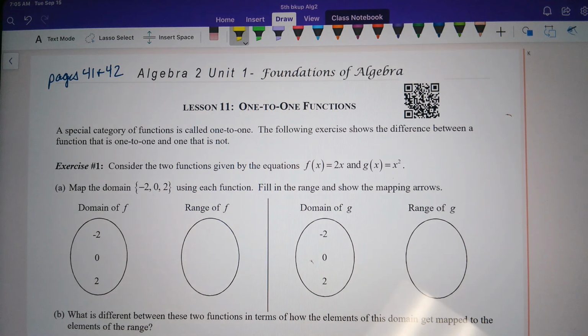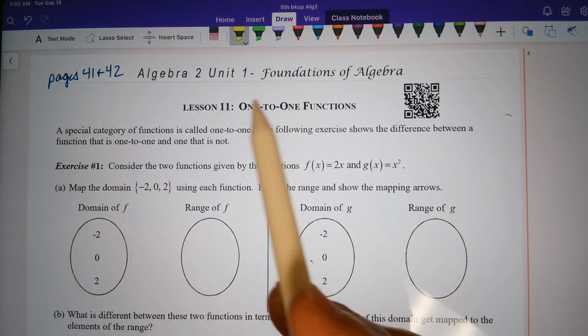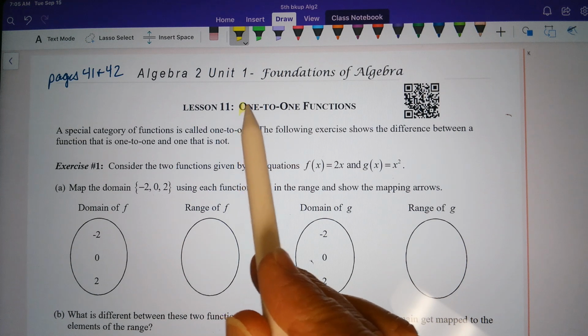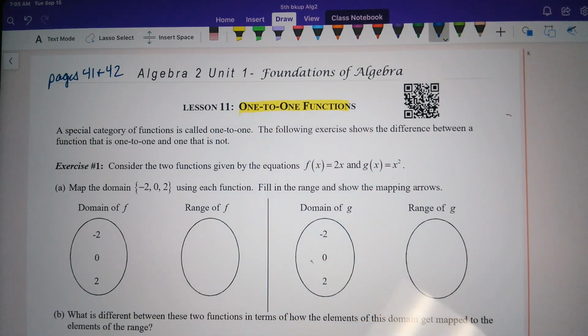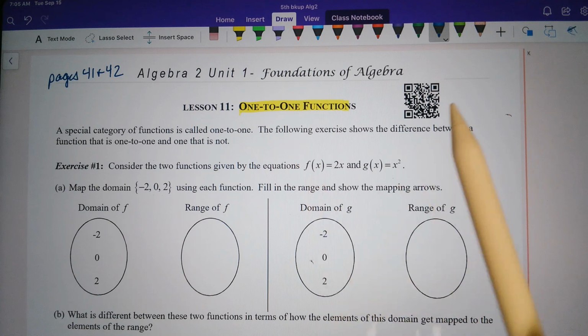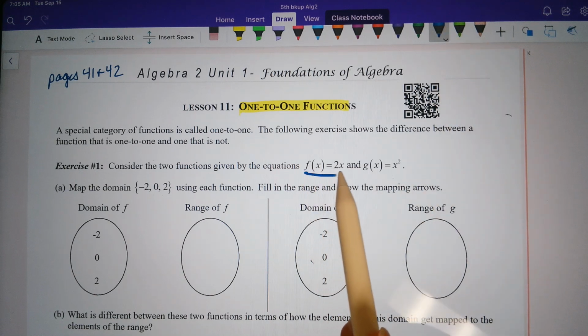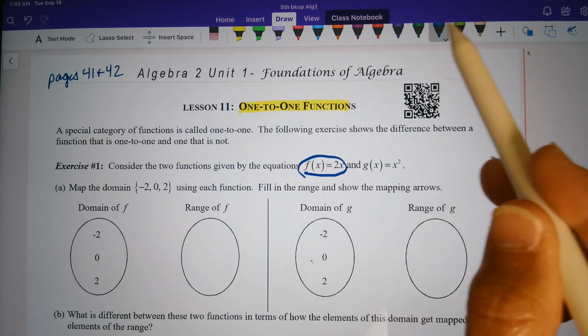Today we're on pages 41 and 42 of our textbook. We're going to talk about one-to-one functions. Exercise number 1 asks us to consider two functions given by the equations f of x equals 2x and g of x is equal to x squared.